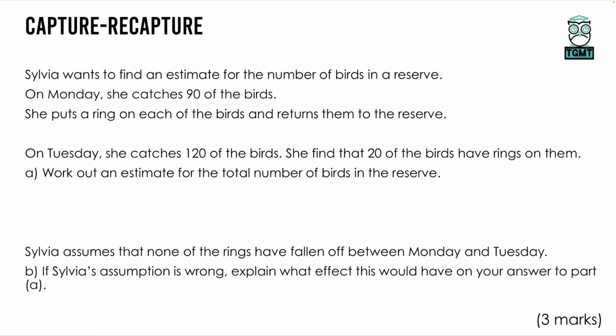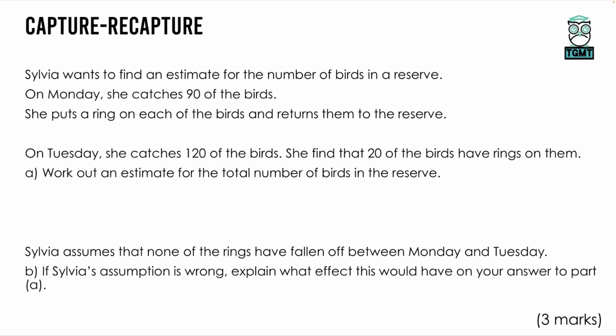There are lots of different methods for this question, but I'm going to show you one method thinking about proportion. It says here, Sylvia wants to find an estimate for the number of birds in a reserve. On Monday, she catches 90 of the birds. She puts a ring on each of the birds and returns them to the reserve. On Tuesday, she catches 120 of the birds, and she finds that 20 of the birds have rings on them. Work out an estimate for the total number of birds in the reserve.